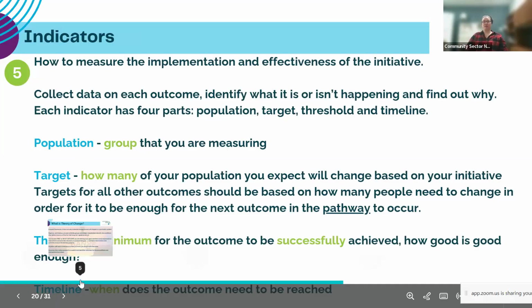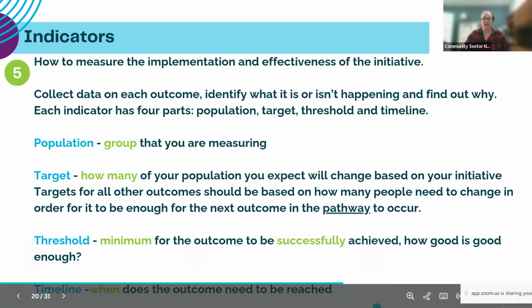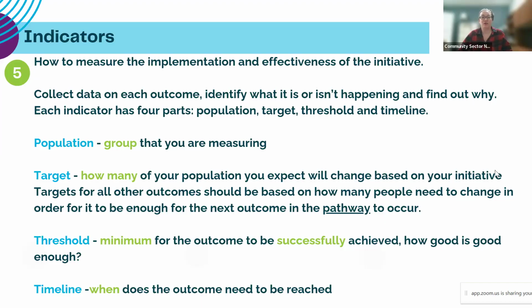And then to determine whether or not the initiative has been effective, we're going to collect data for each different outcome to determine what is and isn't happening, and then figure out why. And so each indicator is composed of the population, the target, the threshold, and a timeline. So the population is the whole group that you're measuring. And then the target is a subset of that population. So how many of that population you're going to expect to change based on your initiative.